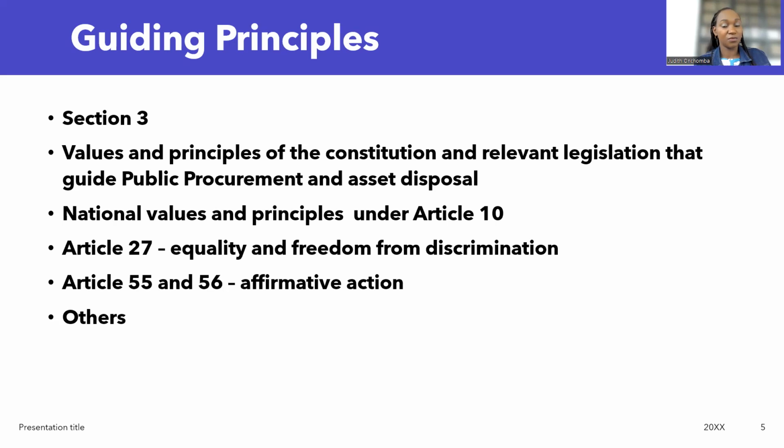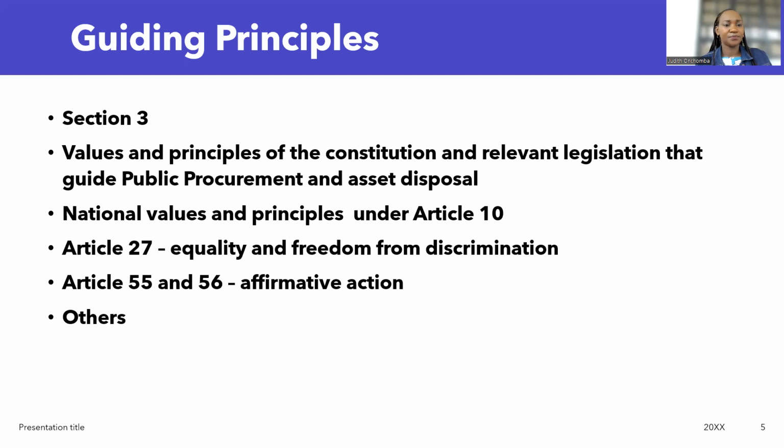freedom from discrimination. It basically means that everybody is equal before the law and has a right to equal protection and equal benefit of the law. So if there's any benefit arising from public procurement and asset disposal, it should be done with Article 27 in mind, that there is equality and there's freedom from discrimination.